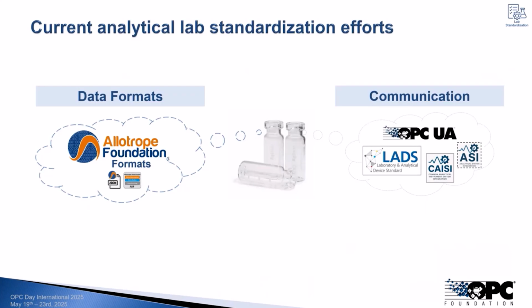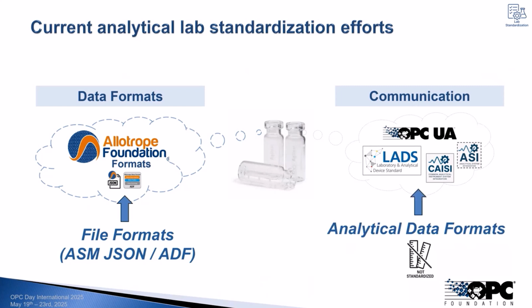The current efforts of standardized data formats and communication for the analytical lab are so far being worked out isolated from each other. While on the data format side, the Allotrope Foundation has worked out data models in two file formats. One file format is called ADF for archiving purposes. The other one is the JSON-based ASM, Allotrope Simple Model. This is for data reuse and ingestion into data lakes. Again, both are file formats, so one has to exchange files to get the information passed. On the communication side, there are OPC UA-based efforts, LADS and HEIKO.